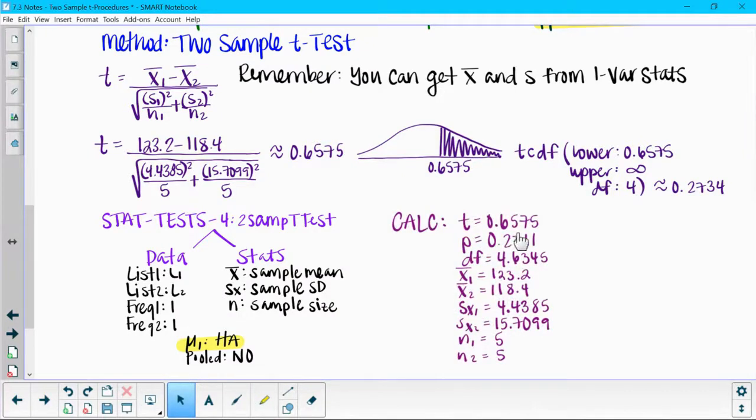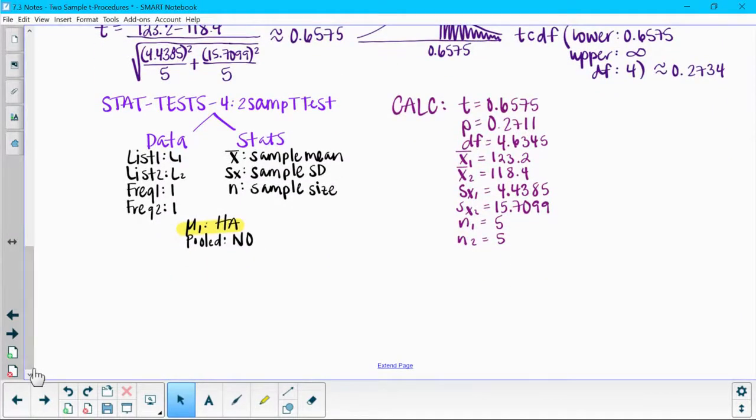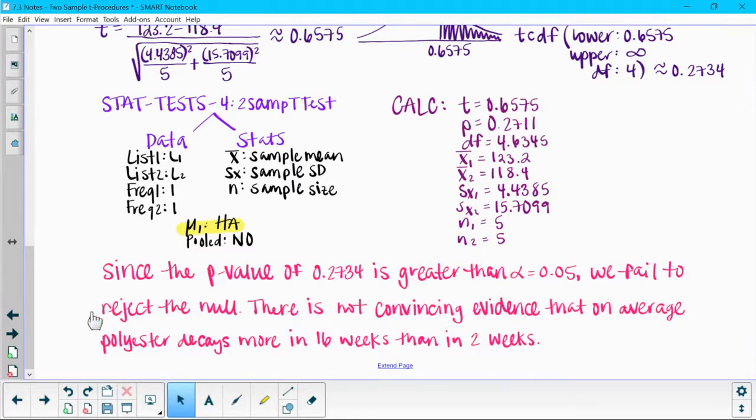So t was 0.6575, p is 0.2711, and that's slightly different because the calculator uses a more accurate degrees of freedom, and we are using a conservative degrees of freedom. It also gives the sample means, sample standard deviations, and sample sizes. Either way, whether you do it by hand or in the calculator, you should still come to the same conclusion. Since the p-value of 0.2734 is greater than alpha, we fail to reject the null. There is not convincing evidence that on average, polyester decays more in 16 weeks than in 2 weeks.